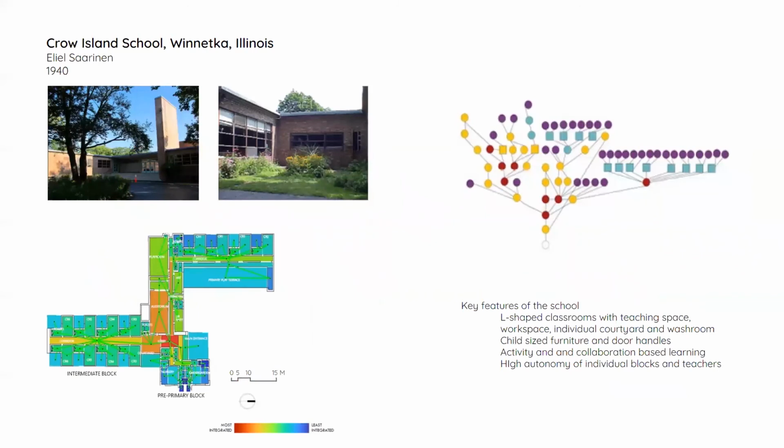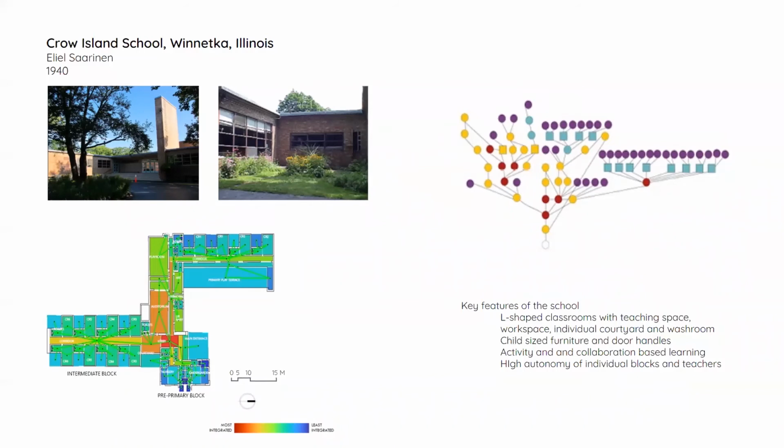Crow Island School was designed in 1940 by Finnish architect Eliel Saarinen. The school is located in Illinois and consists of a pre-primary, primary and intermediate school. The school's pedagogy is focused on experiential, child-centric learning that encourages spontaneity, initiation, creative and collaborative work, and independent thinking.